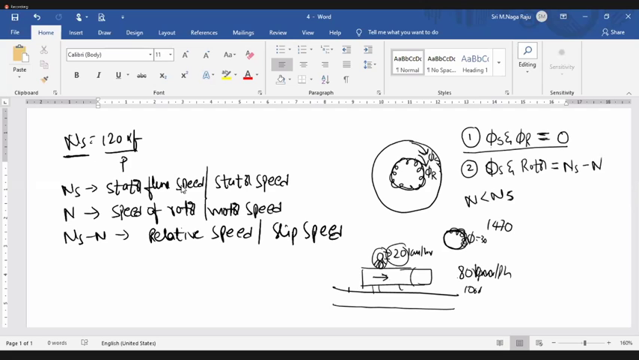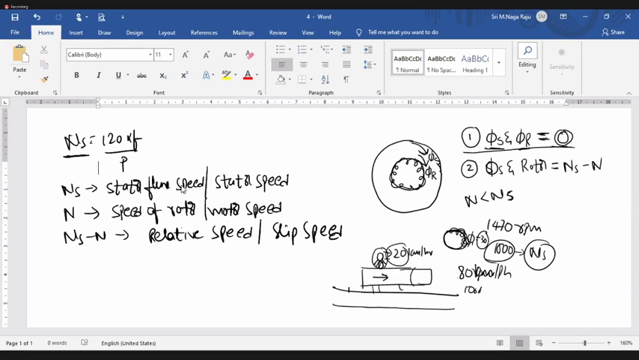Similarly, the rotor is moving with a speed of 1470 rpm, and the rotor flux, which is a rotating magnetic field produced from the rotor winding, will rotate with another speed of 30. So the net speed of the rotor flux is 1470 plus 30, 1500 rpm, which is equal to the synchronous speed. That is the reason the relative speed between stator flux and rotor flux is 0.